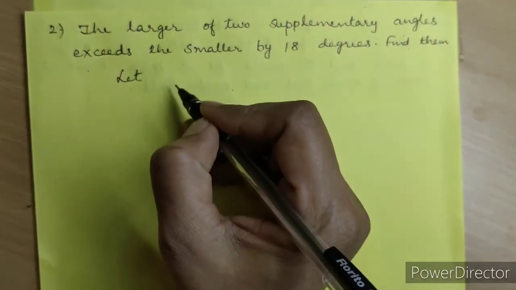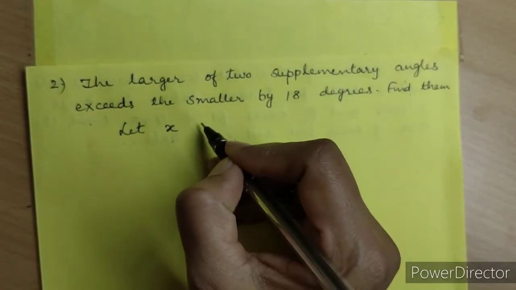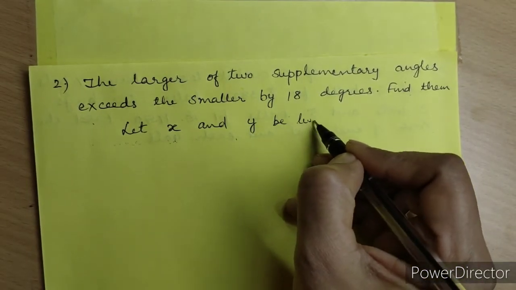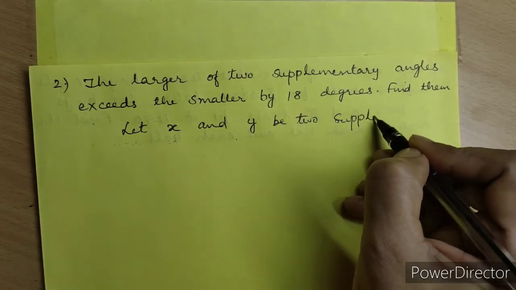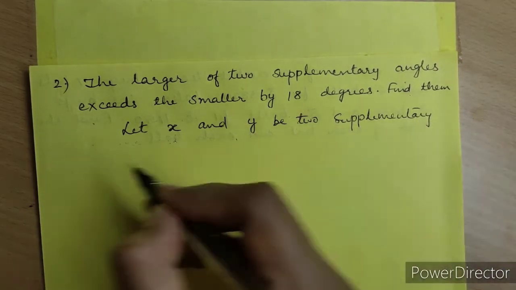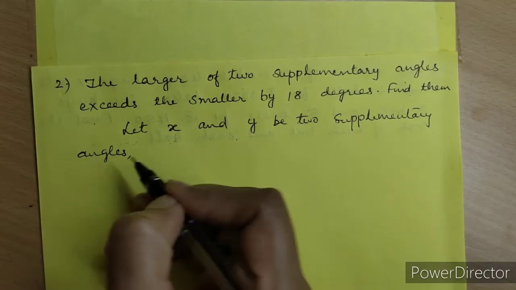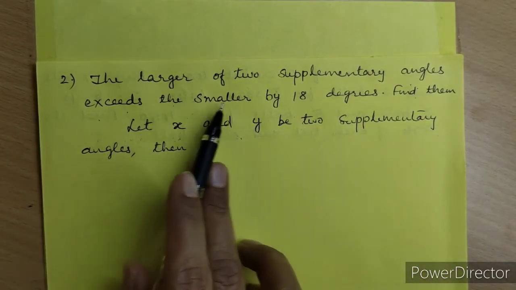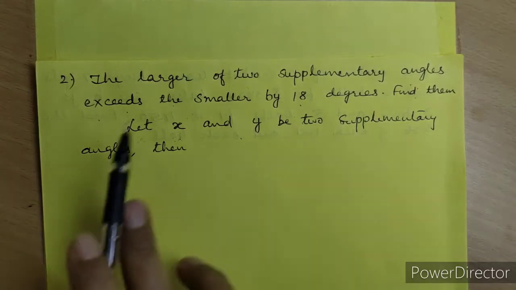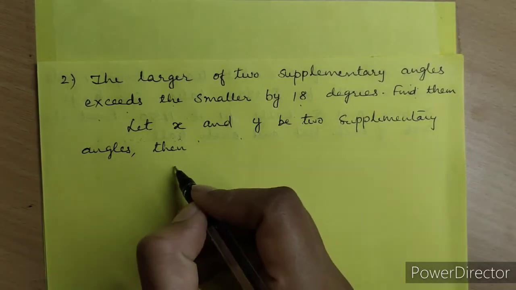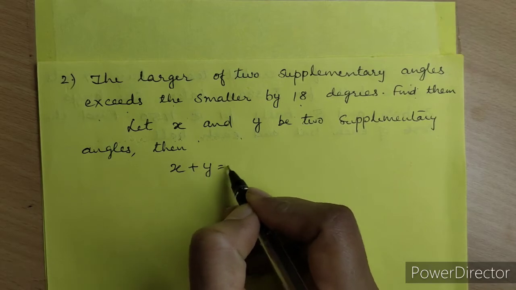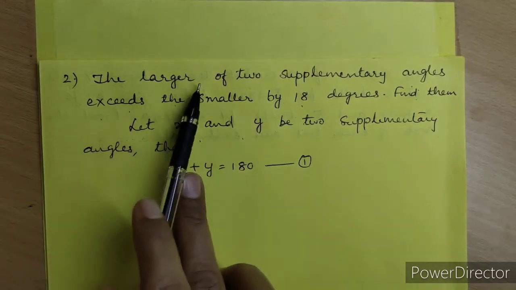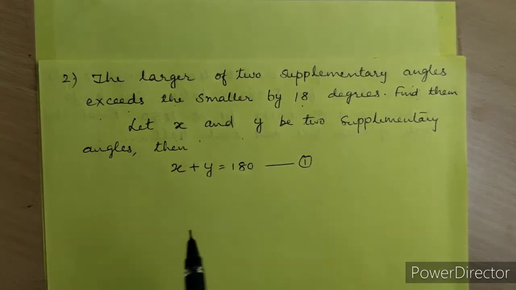So let x and y be two supplementary angles. Now the condition you have to see: the larger of the two supplementary angles exceeds the smaller by 18. So you know that the supplementary angle sum is 180. So you can write the first equation, x plus y is equal to 180 degrees. That is the first equation.